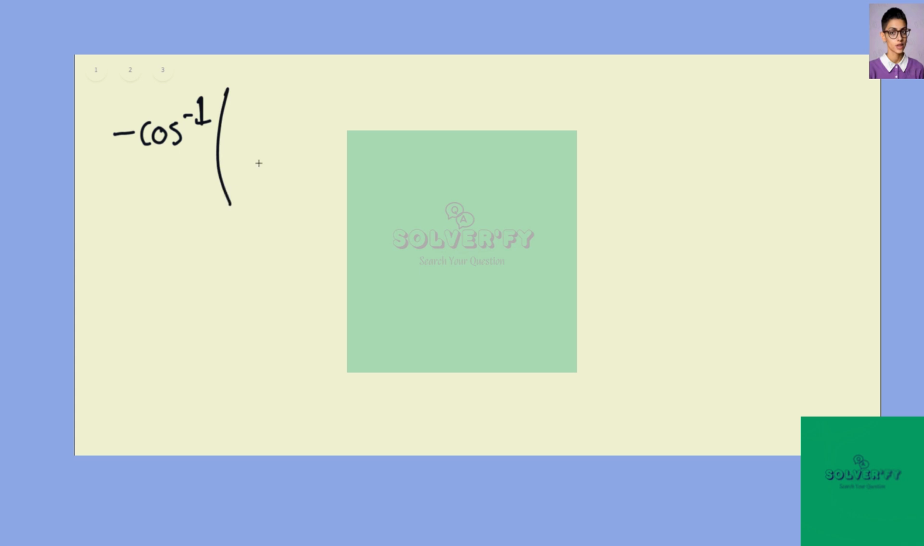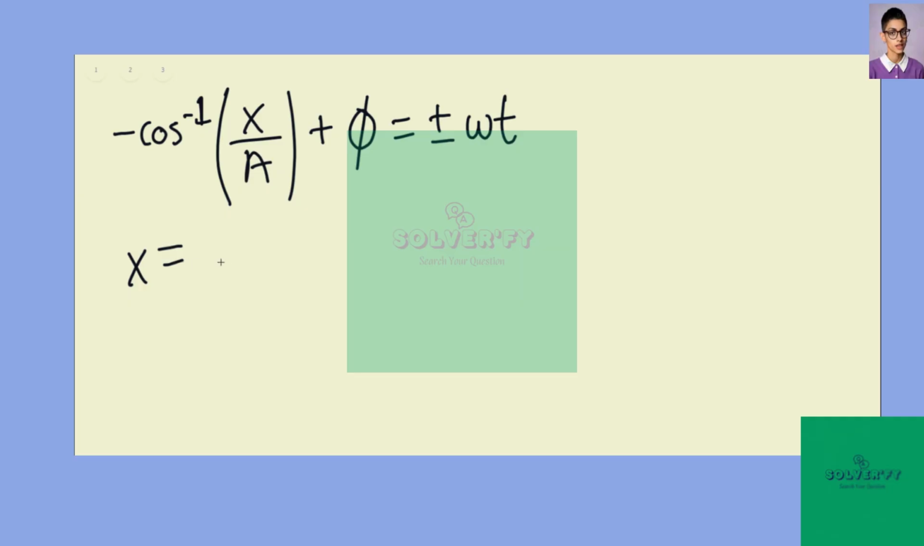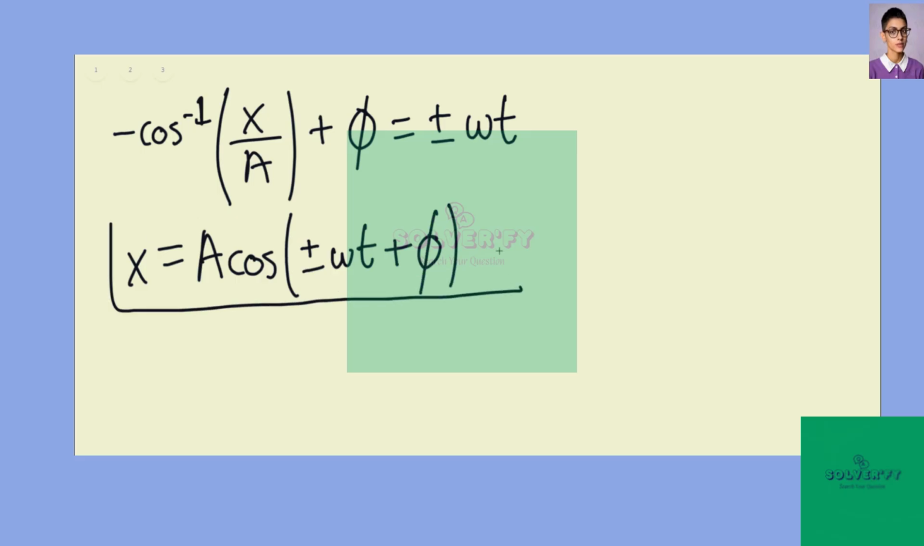Therefore, we can say that negative arc cosine of x over a plus phi, the phase constant, is going to be equal to plus or minus the angular velocity times the time, and rearranging and isolating x is going to be equal to a cosine of plus or minus omega t, so the angular velocity times time, plus the phase constant. And this is the general formula for a simple harmonic oscillator.